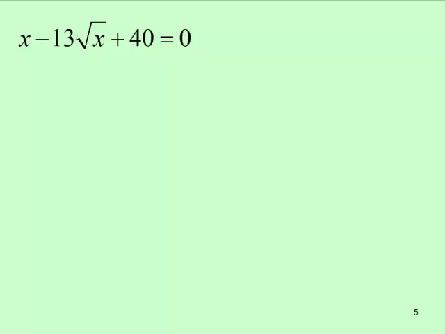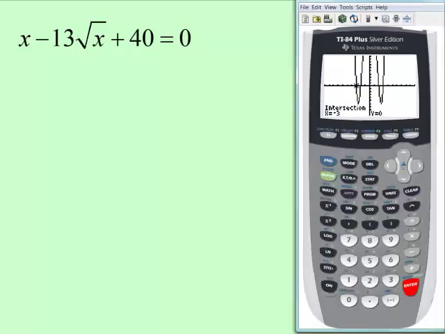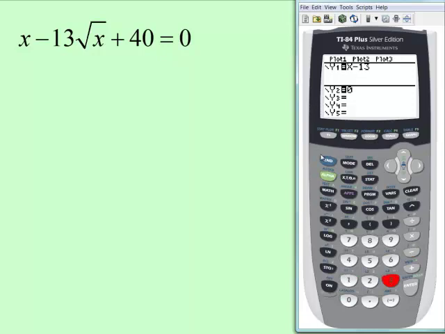Here is another equation. We'll take out our calculator, go to our y equals, clear what's there, x minus 13 square root x plus 40. Enter. We already have a 0 for y2. Draw the graph. This is what I see, which is not much. Look real carefully in the upper corner. You'll see a little bit of a graph. So I want to know, where does that graph cross the x-axis?